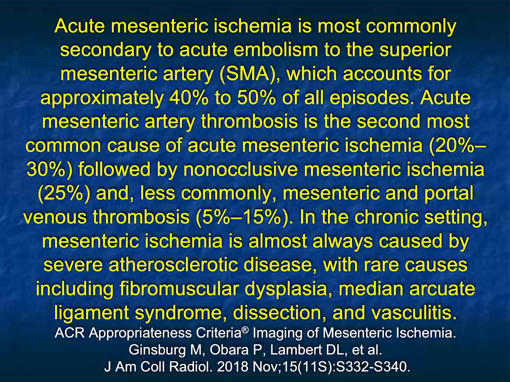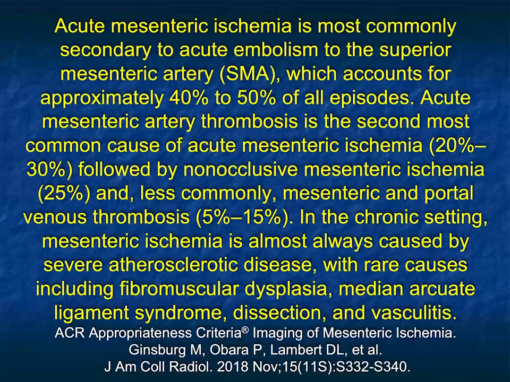Again, it's important. Acute intestinal ischemia is most commonly secondary to acute embolism to the SMA, which accounts for approximately 40 to 50% of all episodes. Acute mesenteric artery thrombosis is the second most common cause of acute mesenteric ischemia, followed by non-occlusive ischemia, and less commonly mesenteric and portal venous thrombosis. So again, you need to look very, very carefully at the vessels.